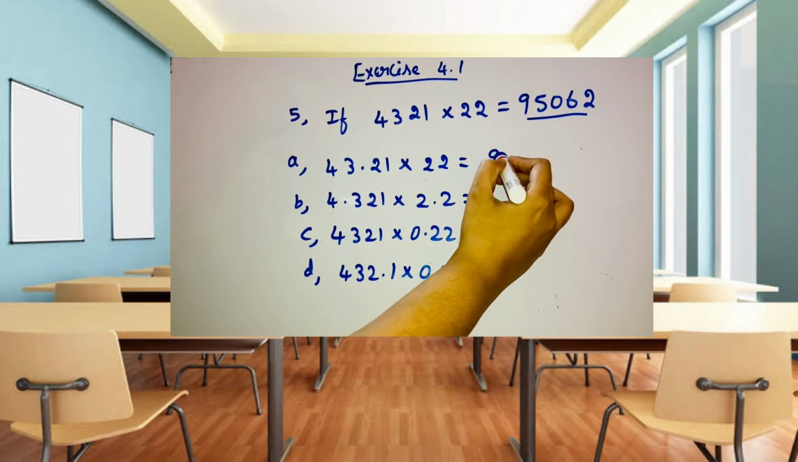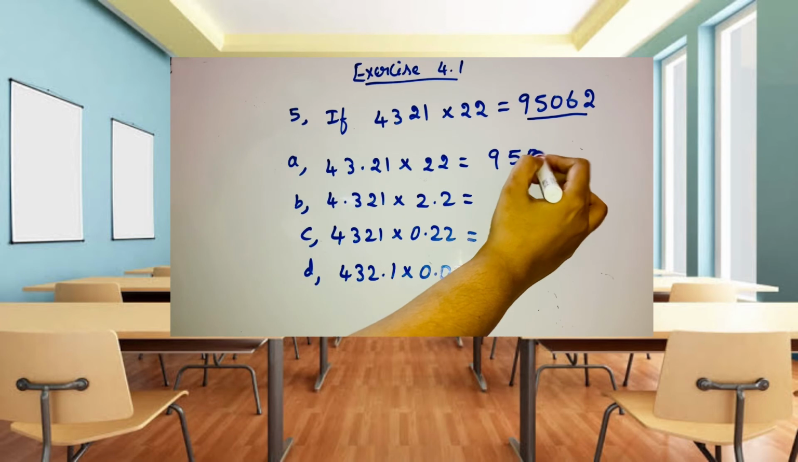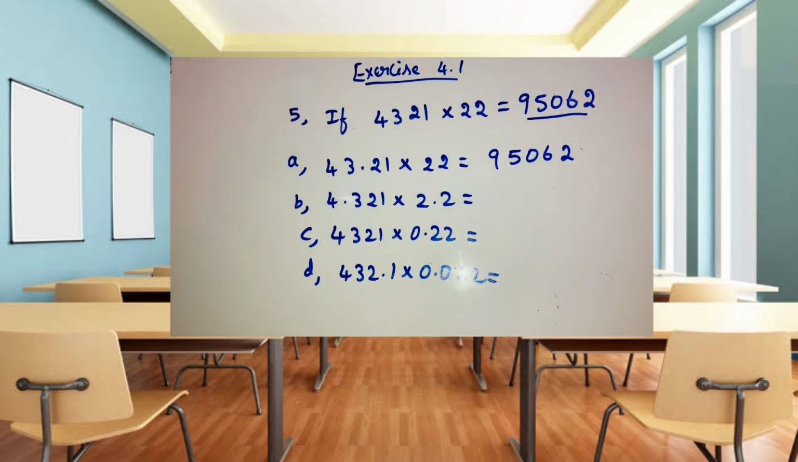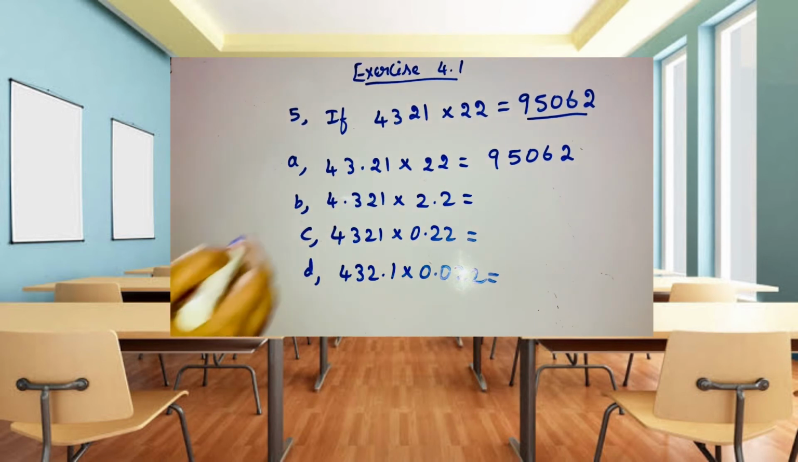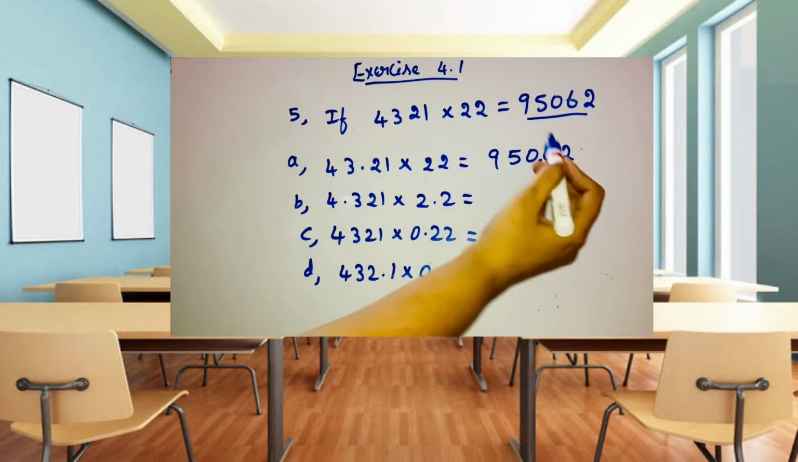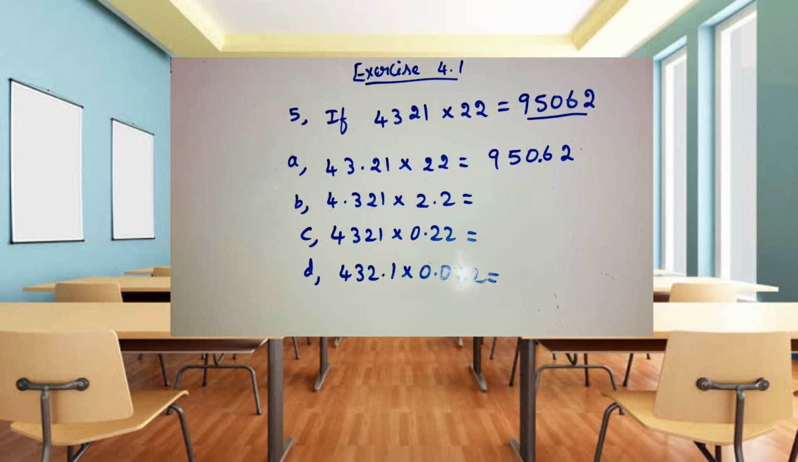This is 95062. In the sum A, we find that the decimal point is after 2 digits. So we need to keep the decimal point after 2 digits in the answer. So the answer is 950.62.